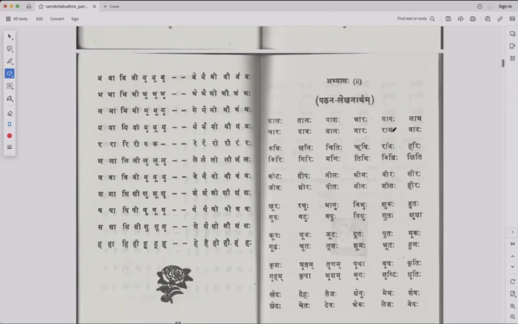Okay. Kalaha, time. Talaha, a palm tree or a beat in the music. Ah, nice. Yes. Pashaha is a rope. Bharaha, weight. Yagaha, yagnya. Labaha, this is a gain. Right. Charaha, a spy. Yes. And Davaha, fire, forest fire. Yeah. Then Balaha, boy. Maraha, god of love. Yes, Manmatha. And Ramaha. Ramaha, we know.